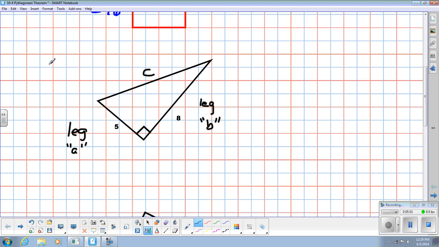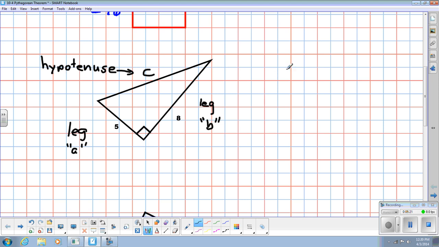It's the third side of the triangle. It has a big long name. It's called the hypotenuse, and you can see how I'm spelling this here. Hypotenuse. And the hypotenuse is always letter C. So how do we calculate?